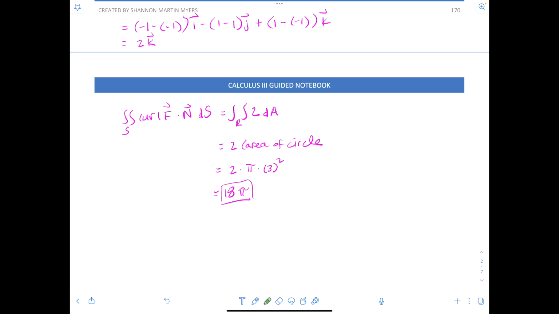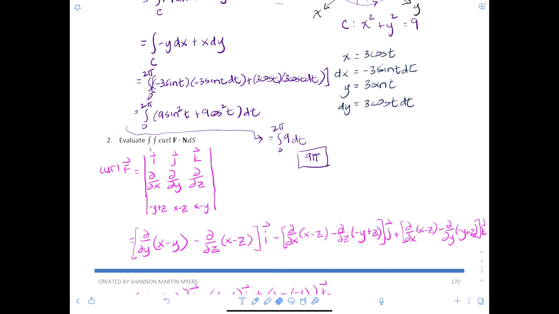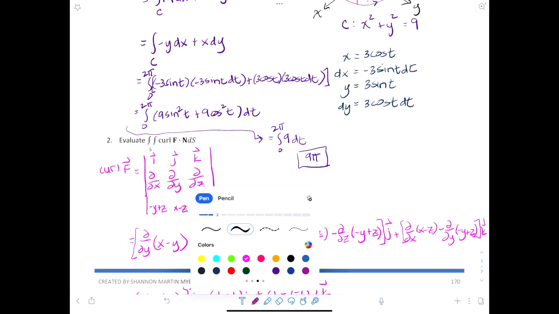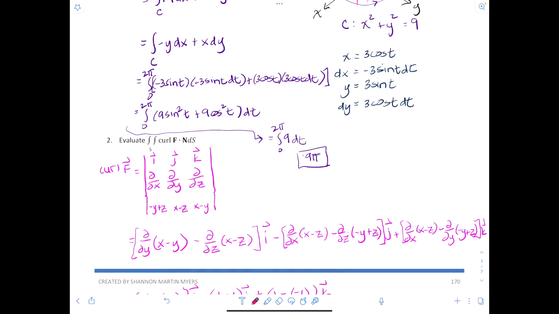And check it out. We got 18 pi here, and we should have gotten 18 pi here. I'll fix that. This should have been 18 pi. That's what you get for not writing out the integral. It would have been 9 times 2 pi minus 9 times 0. So they are equivalent. Awesome.